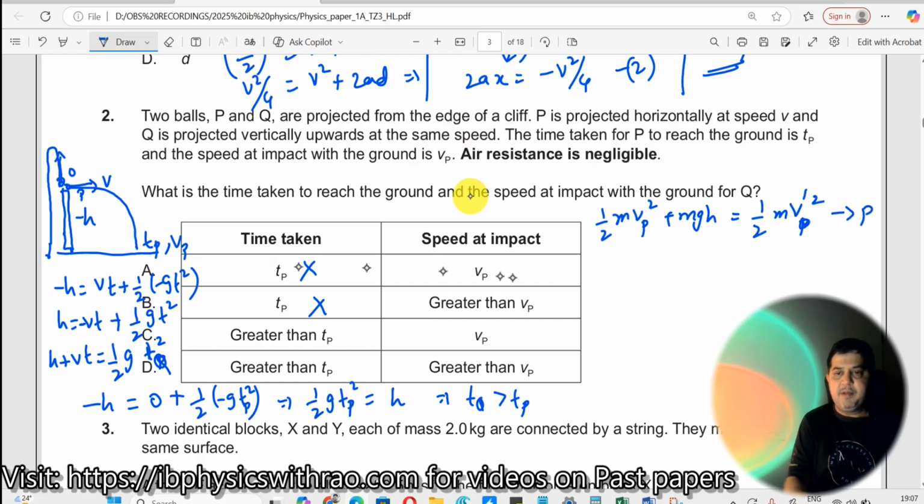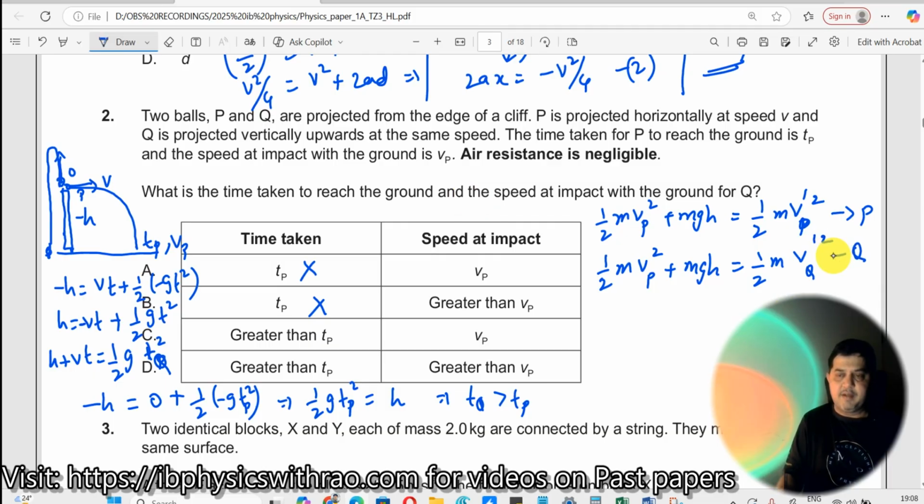Now let us do it for Q also. So what do I get here? Half m v square. When I throw it here, the velocity is once again the same, v square. And the potential energy at this point, I'm not talking about the other point, is mgh. This is equal to, when it came down over here at some velocity, which I do not know, half m vq dash square.